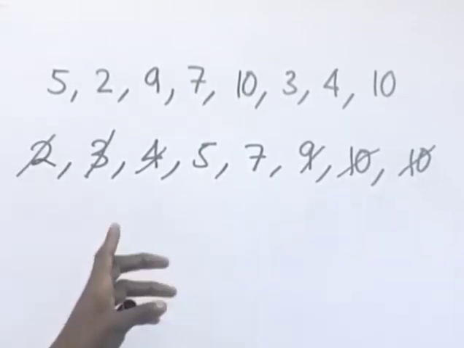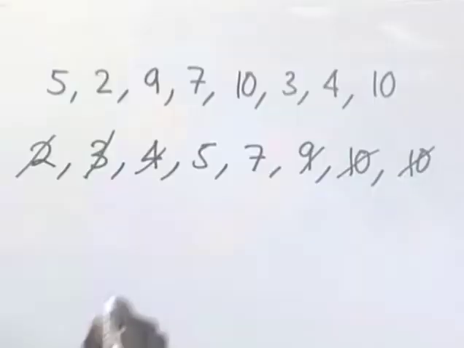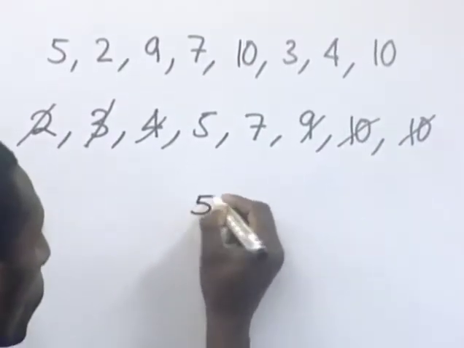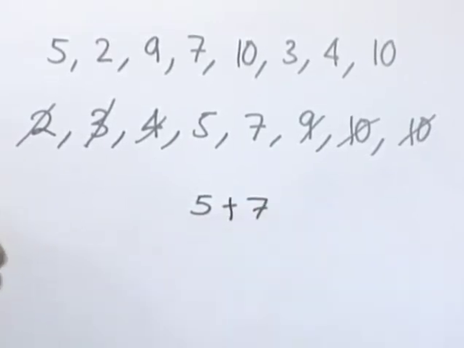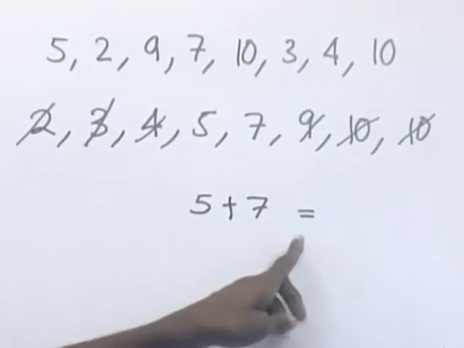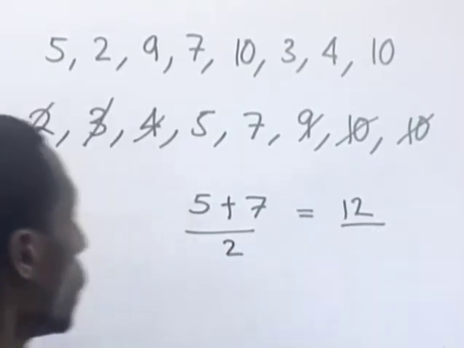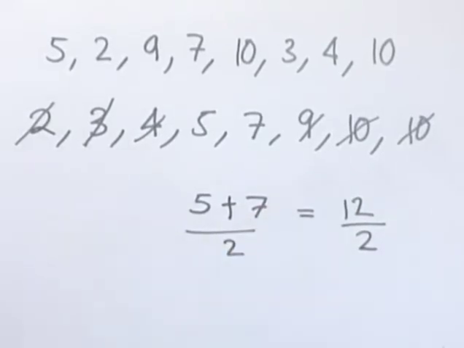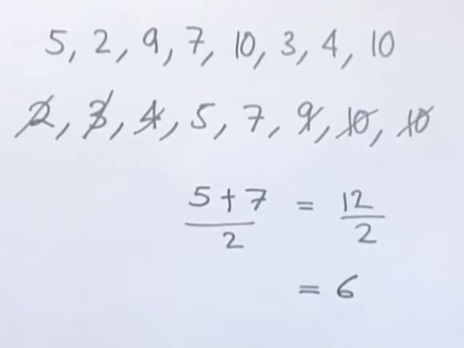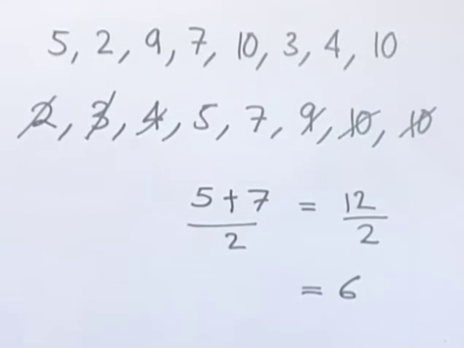So what do we do? We add the fourth and the fifth score. So what are the fourth and the fifth score? 5 and 7. 5 plus 7 is equal to? 12. 12 divided by 2 is? 6. So 6 is the median. So that is how to get the median. Don't forget the two common steps, class, in finding the median.